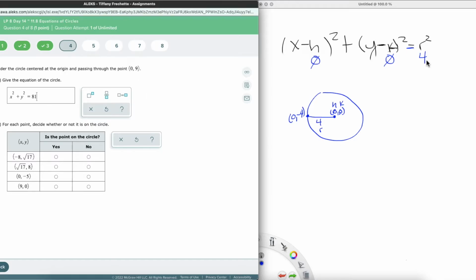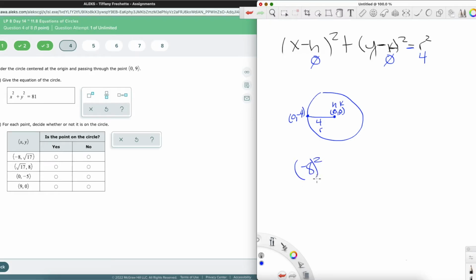For each point, decide whether or not it is on the circle. So for this one, they want us to test and see, would it actually equal 81 if we were to plug it in? We have x, y and we have x, y here. So if I'm looking at these ones, I have negative 8 squared, remember it's negative 8 like that, plus 17 squared like that. So I'd end up with 64 plus 17, and that gets me 81. That guy works, because 64 plus 17 is 81. So yes, that would be on the circle.